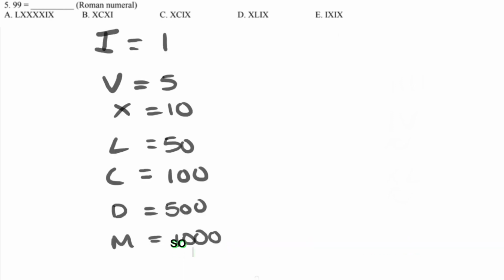Alright, number 5, 99 equals what in Roman numerals? So first you need to know your Roman numerals. So I equals 1, V equals 5, X equals 10, L equals 50, C equals 100, and D equals 500, and lastly M equals 1000. But there's one more rule you need to know, and that's about 4s and 9s. So with a 4, you don't write that as 1, 2, 3, 4. You would write that as 1 before the next number. So that's IV, because it's 1 before a 5.